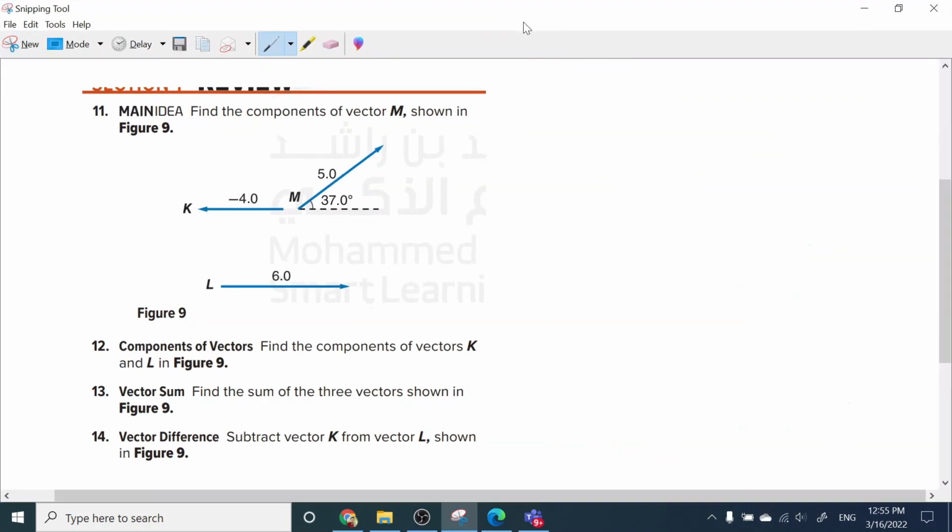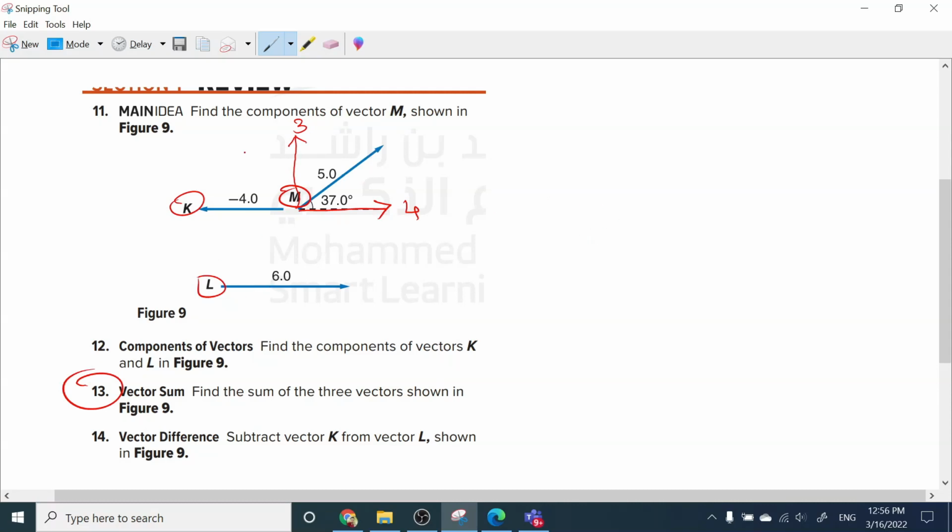So now we are discussing question number 13, how to calculate the sum of the vectors. Okay, question number 13, vector sum. Find the sum of three vectors shown in figure 9. So here vector m, vector k, and vector l. M I will divide into two components. So mx, that we calculated to 4. And my also we calculated, and we got 3 in the previous question.